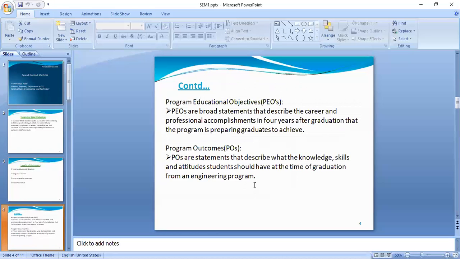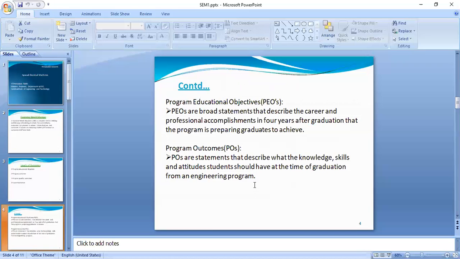So what does that mean? Program educational objectives describe the career and professional accomplishments in your 4 years degree. First the institution will define the career and professional accomplishment that you have to complete during your program. That is what the program is preparing graduates to achieve after graduation. Whatever we have defined, you should achieve those things. That is called program educational objectives.